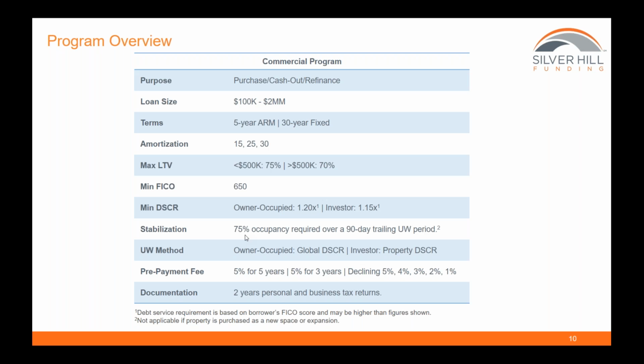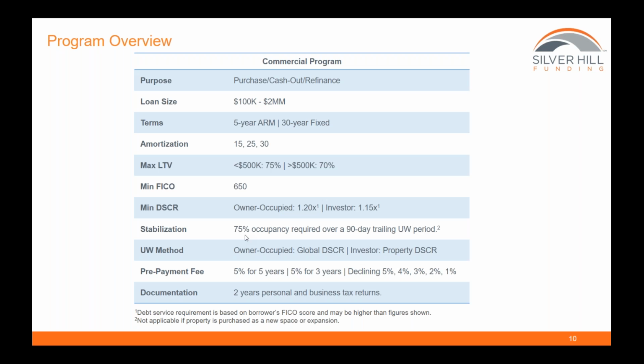As far as prepayment fees, we have 3 different options. 5% for 5 years, which is our most popular because it's the lowest rate. You get a rate reduction for that 5% for 5 years, or you can go 5% for 3 years, and then some folks go with a decline.